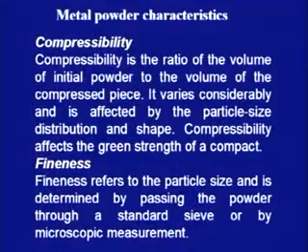The third important characteristic is the compressibility. Now, what is compressibility? Compressibility is the ratio of the volume of initial powder to the volume of the compressed piece. It varies considerably and is affected by the particle size distribution and shape. Compressibility affects the green strength of a compact. Now, if the metal powder does not have this characteristic, we will not be able to make a compact or a green compact out of a metal powder.